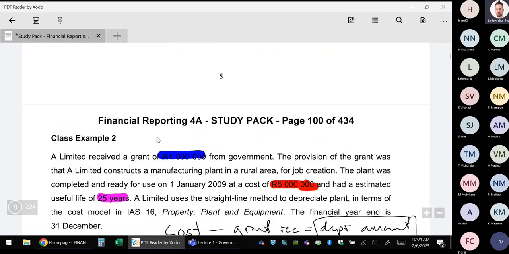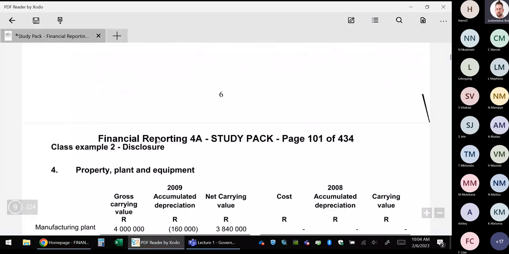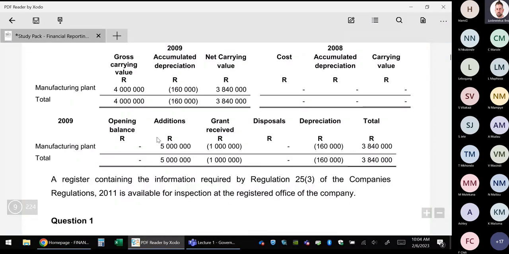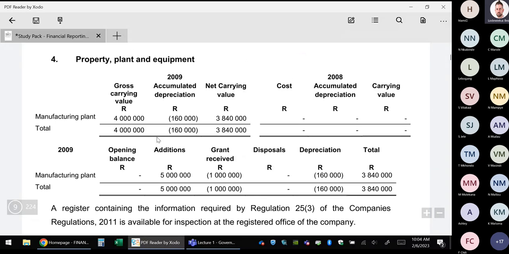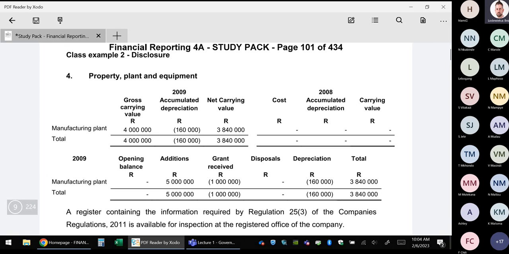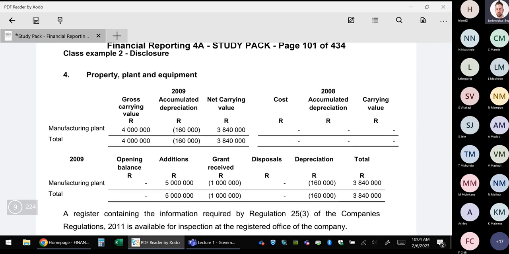Okay, so then we can look at the disclosure, for example, 2, and you will see that this disclosure looks a little bit different now than what you are used to. This is the newer disclosure for fixed assets on the balance sheet. So you must please make sure that you can do the disclosure like this.